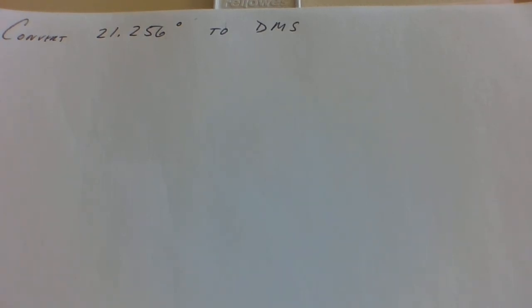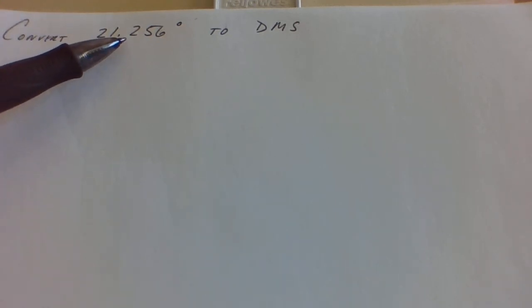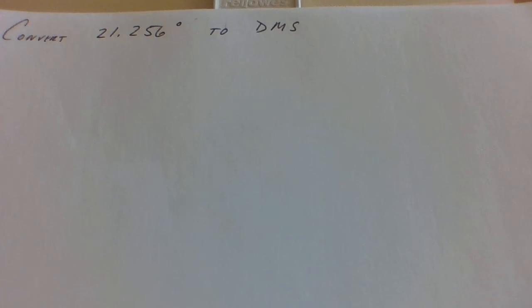In this example, let's talk about converting the other direction. So let's go ahead and take 21.256 degrees and convert that to degrees, minutes, seconds. You might see this notation DMS as the notation for degrees, minutes, seconds. Keep in mind in this example I have 21 degrees and a little bit extra, so I'm going to go ahead and split this one at the decimal point.